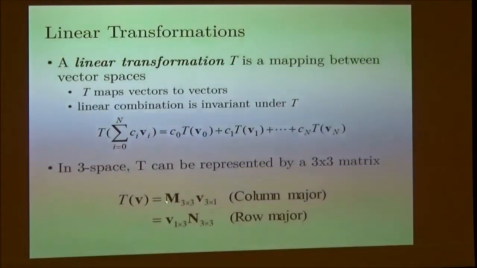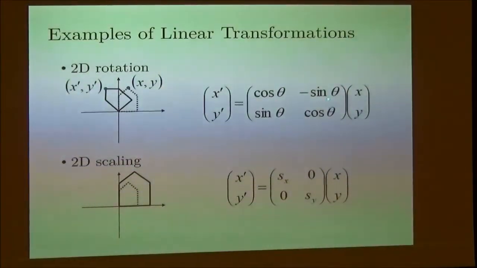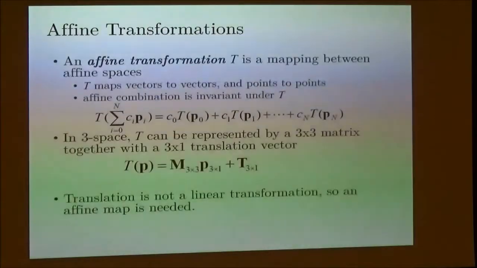In the matrix form, we can write them as a 3x3 matrix if vector is 3x1, or we can use the row vector notation, where we write the vector as a row vector first, and then we write the matrix on the right hand side. Some examples of linear transformation. This is a linear transformation. It's a 2x2 matrix as a rotation, 2D rotation. We can do scaling. We have these two terms over the diagonal, so you can say x prime would be Sx times x, y prime would be Sy times y.